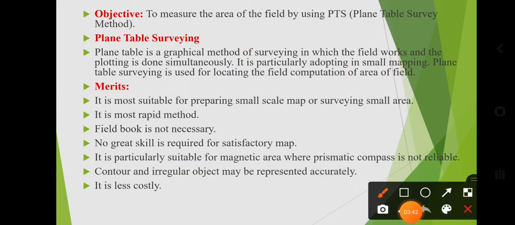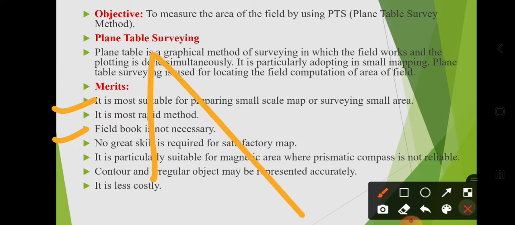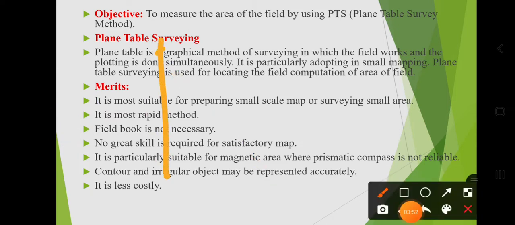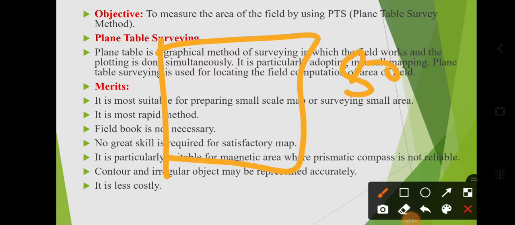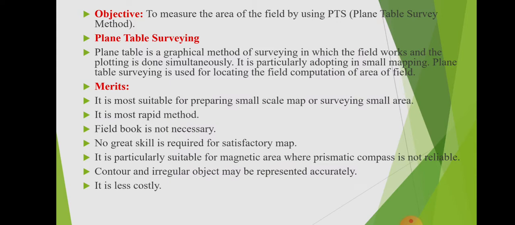This method is most rapid. Field book is not necessary because we are having the drawing sheet and over that drawing sheet we are drawing the plan and we are writing here all the measurement like serial number, line, distance. Okay, means there is no necessity of field book.